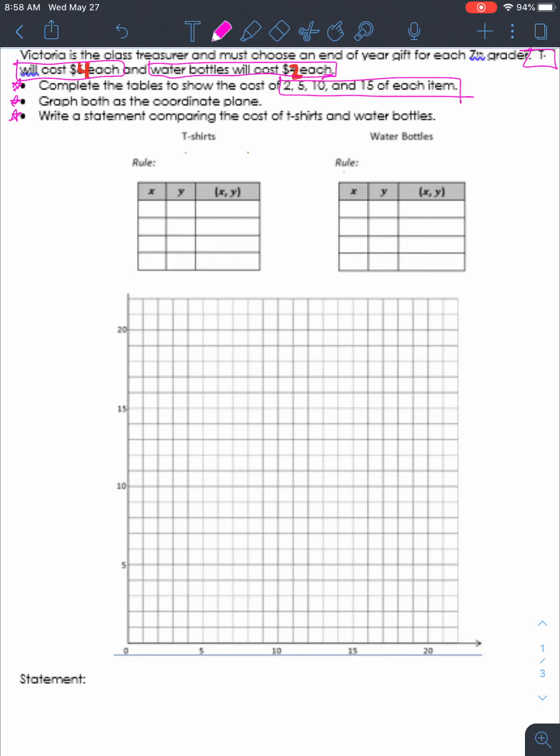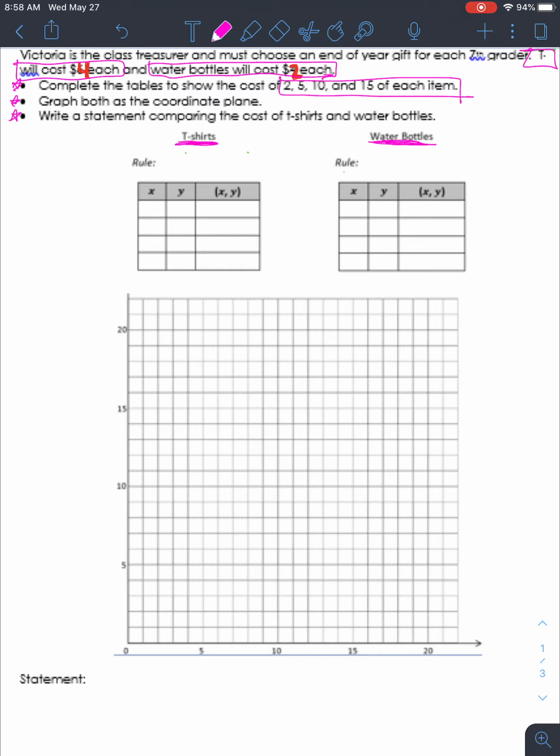Let's start with these nice tables that they give us. Notice how they're labeling the tables. The first table is going to represent our t-shirts. The second table is going to represent our water bottles. In the last problem, it was just a plain straightforward problem, and so we labeled our tables as line A and line B. However, with this problem, it's a word problem. It's a real world problem. And so we really have to annotate and make sure that we're labeling everything so that we know what each section represents. Make sure that in your notebooks, you are labeling your t-shirts and your water bottles.